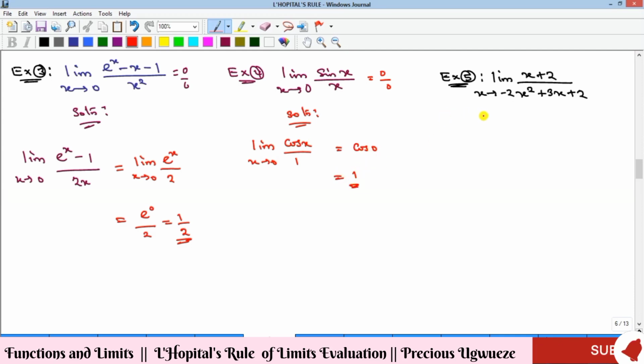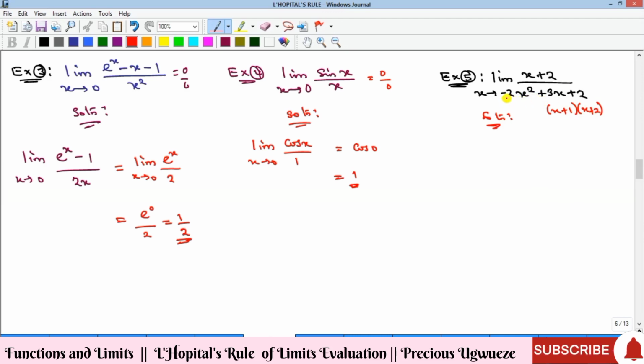And then here we have this other one. So you can see at this point, we can actually factorize this denominator. And so that approach can work here. So if you factorize this denominator, you're supposed to get something like x. Okay, so this is what you're going to have. All right, but at this point, we want to check if L'Hopital's rule can also work here.